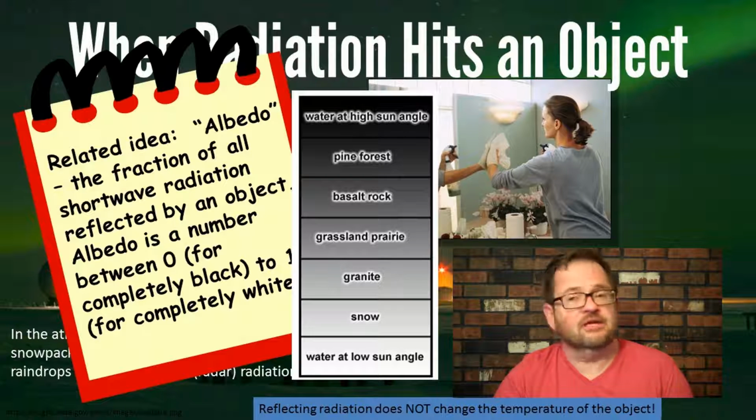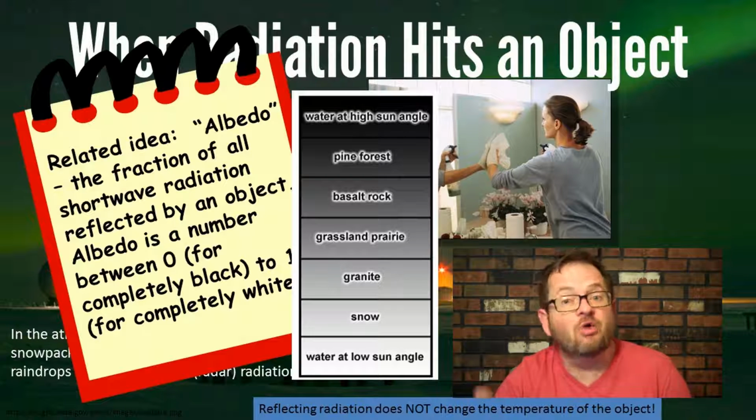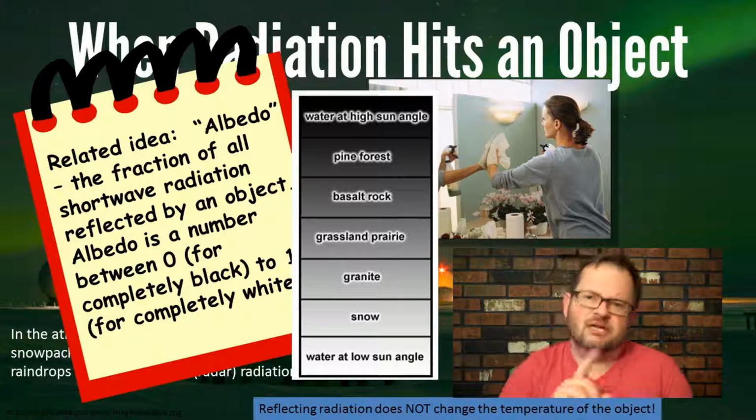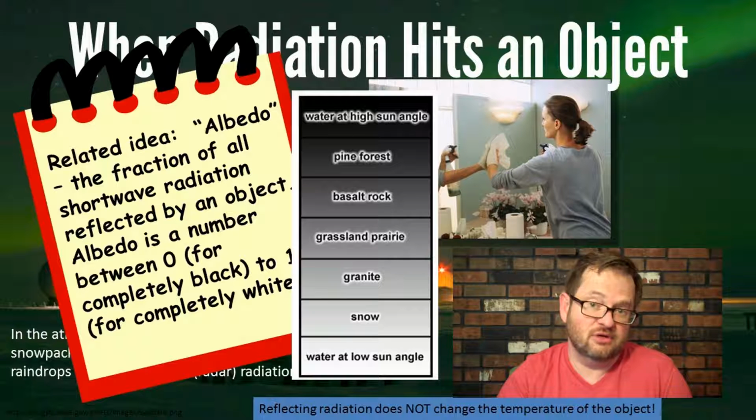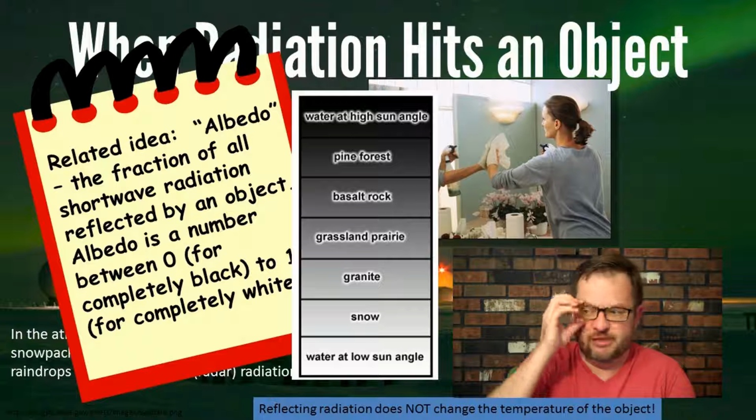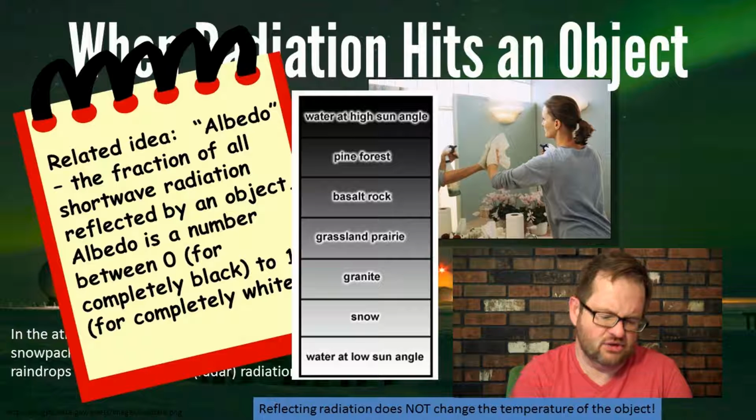Albedo is an important property of a surface. We want to know how much radiation it's reflecting away, but it specifically refers to shortwave radiation in the form of light. We don't worry about the albedo of something for infrared radiation or something like that.